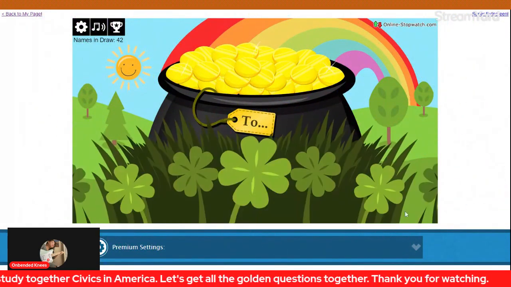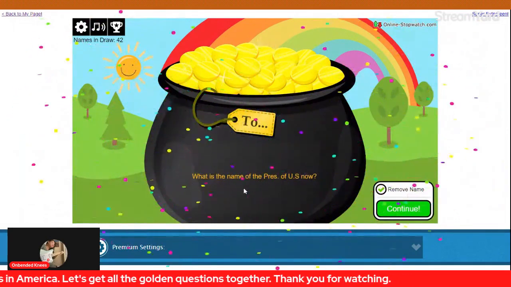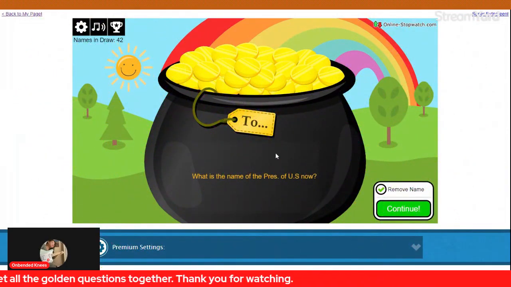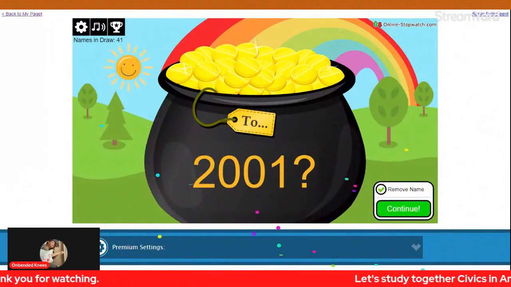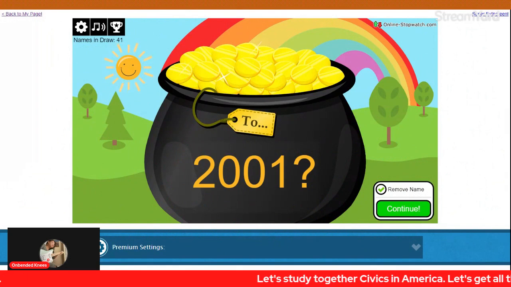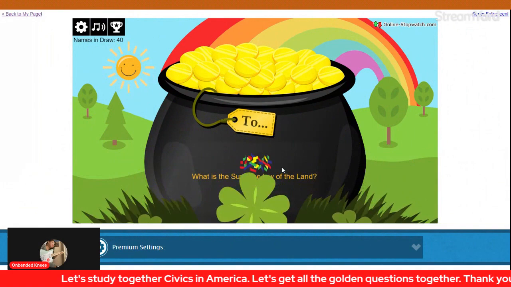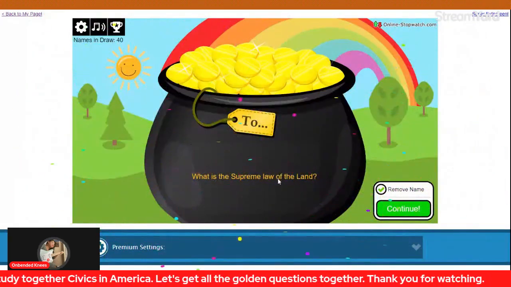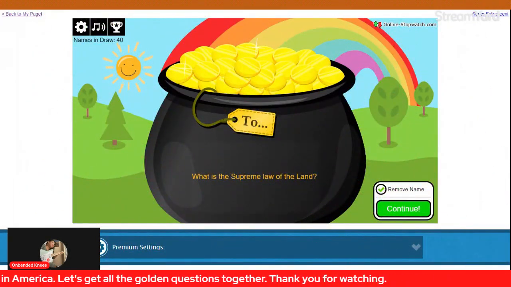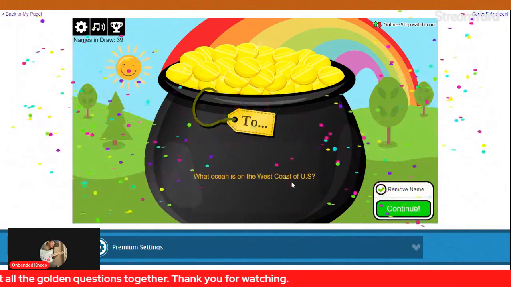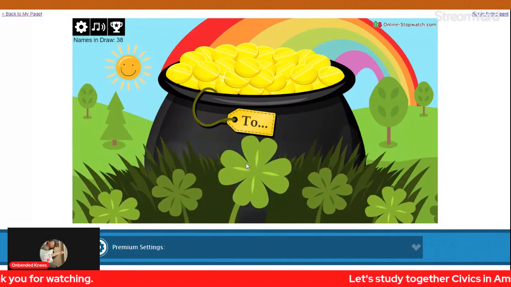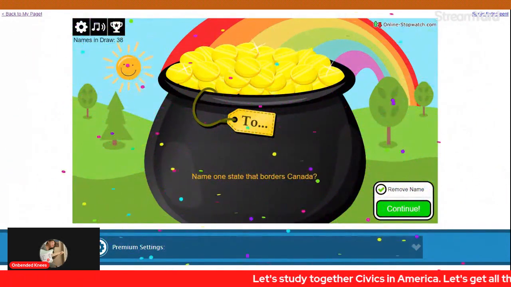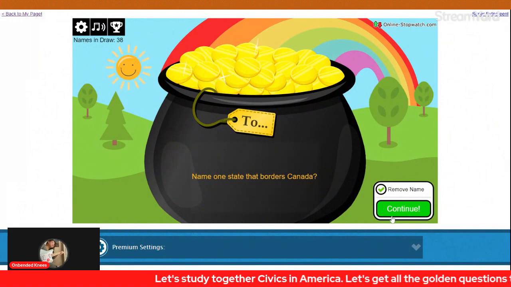North and the South is the Civil War. President of the U.S. now, Joe Biden. September 11, 2001, that's where the terrorists attacked the United States. Who loved the land? The Constitution. Most close to the United States, that's the Pacific Ocean. There's Canada, Alaska.